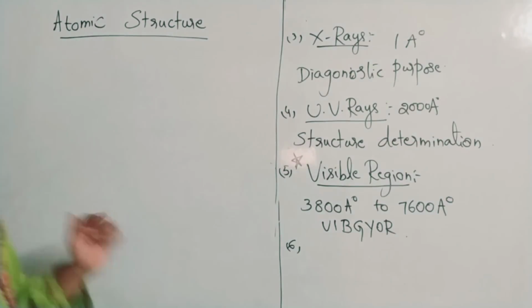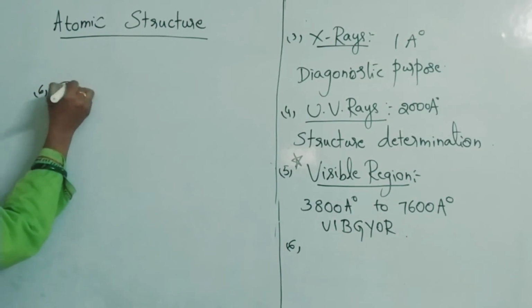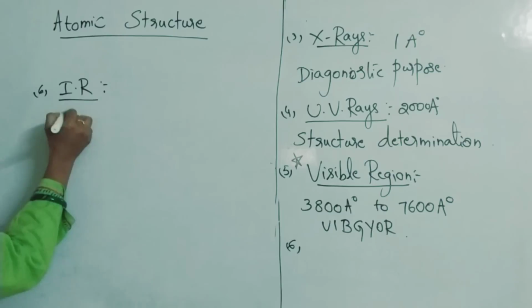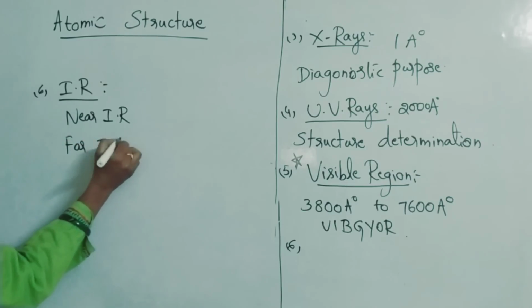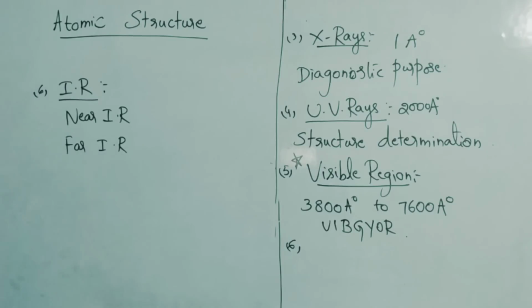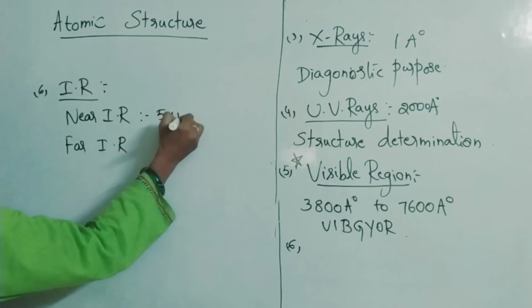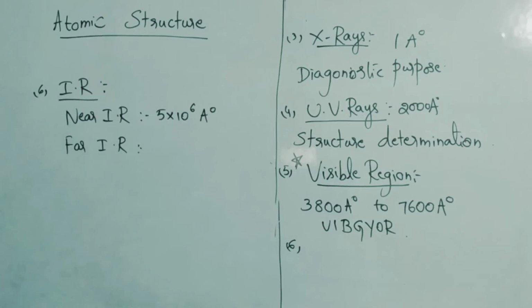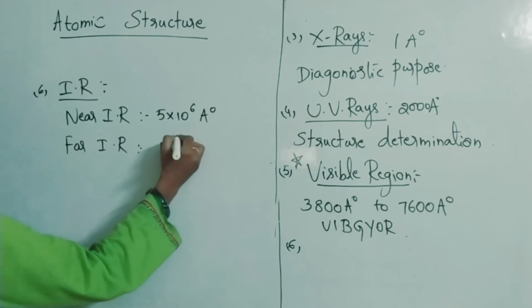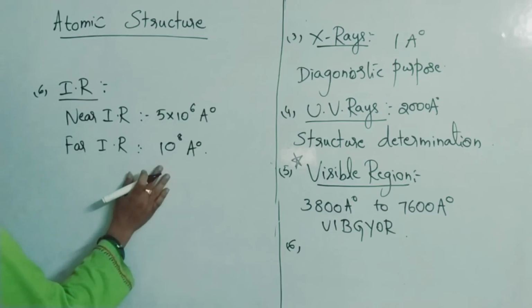So we'll go for the next one. Infrared radiations, IR. In this you have two types: near infrared, near IR, and far IR. The wavelength range for infrared radiations is about 5 into 10 to the power of 6 angstroms for near infrared, and for far infrared it is almost equal to 10 power 8 angstroms. It is a wavelength range only, not the exact value, please remember.